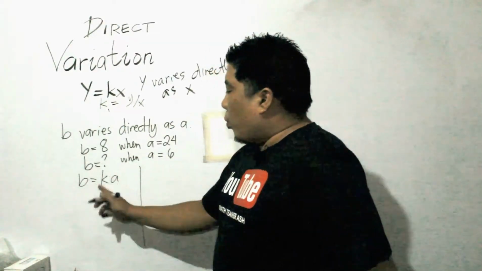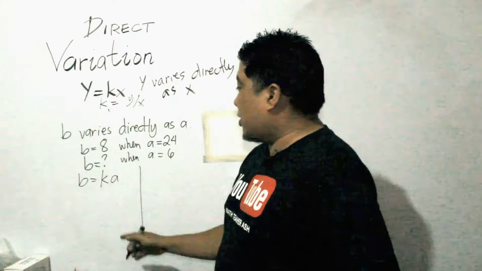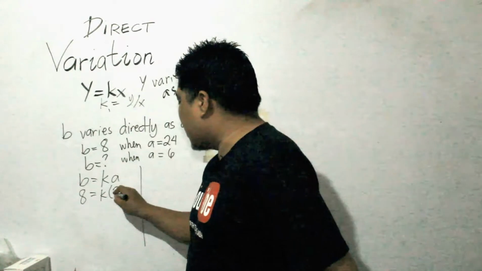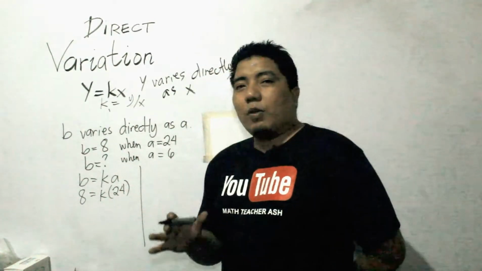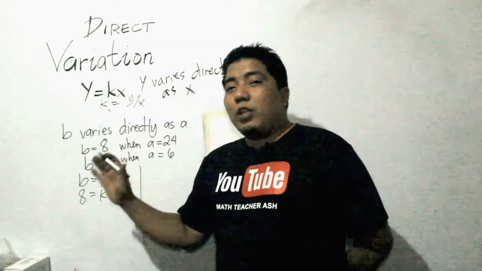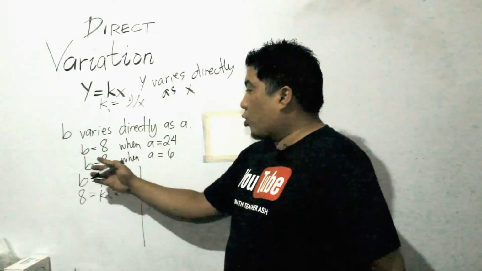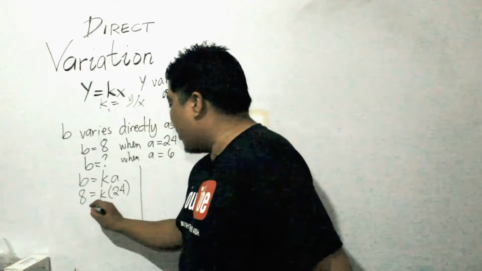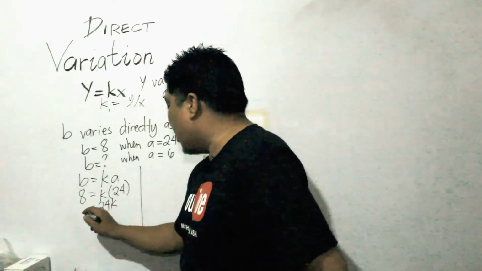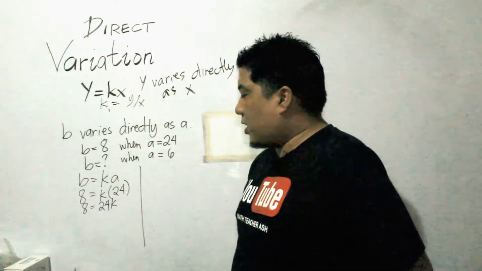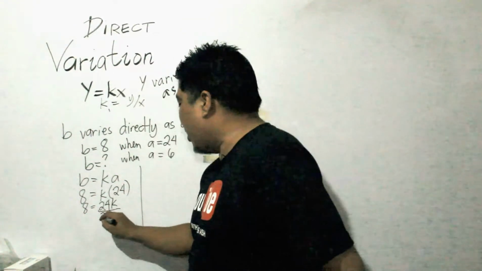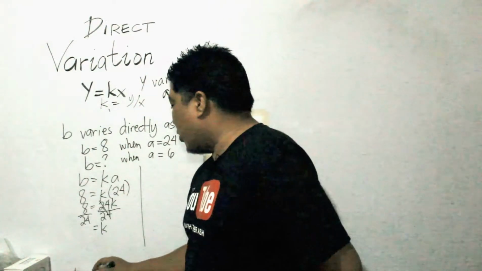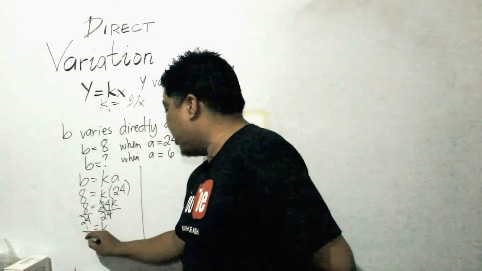Okay, so what we do here is that we substitute first 8 and 24. So we have 8 is equal to k times 24. Now, remember, my dear math learners, that you need to solve first for your k before going to the next situation. Okay, so by solving, we have 24k on one side and the other side is 8. We divide both sides by 24 so that we can solve for k. And 8 over 24 is 1/3.